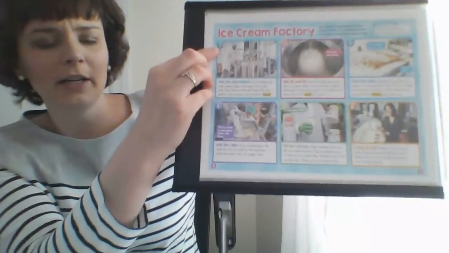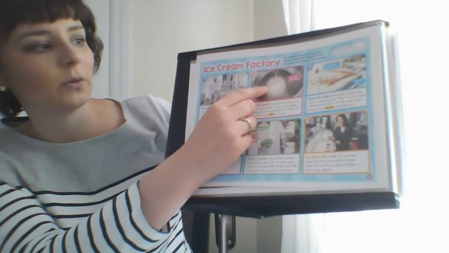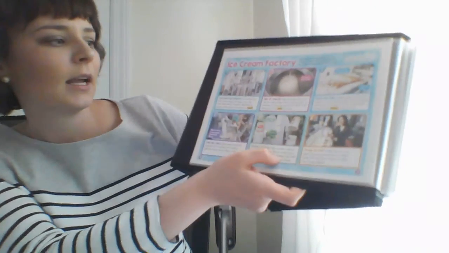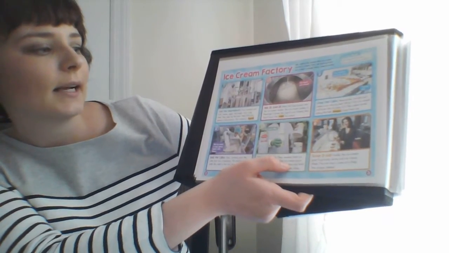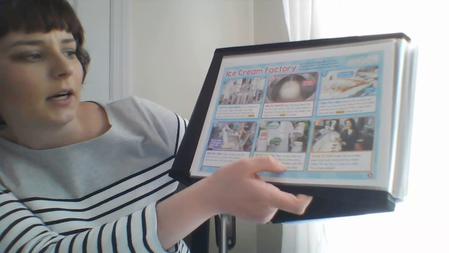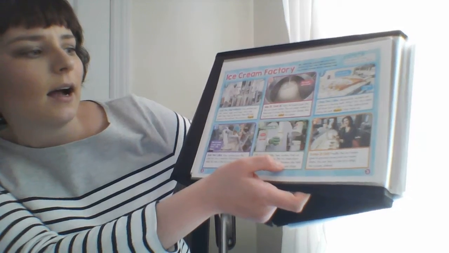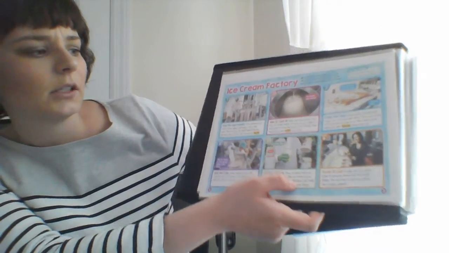So if we look in the corner of our pictures, they gave us a number. It says step 1, but we want step 2. So we're going to go to our second box. And it says step 2, mix it, cool it. Next, the liquid goes into the ice cream maker. The ice cream maker is freezing. It mixes the liquid a lot. Slowly, the liquid turns into solid ice cream.